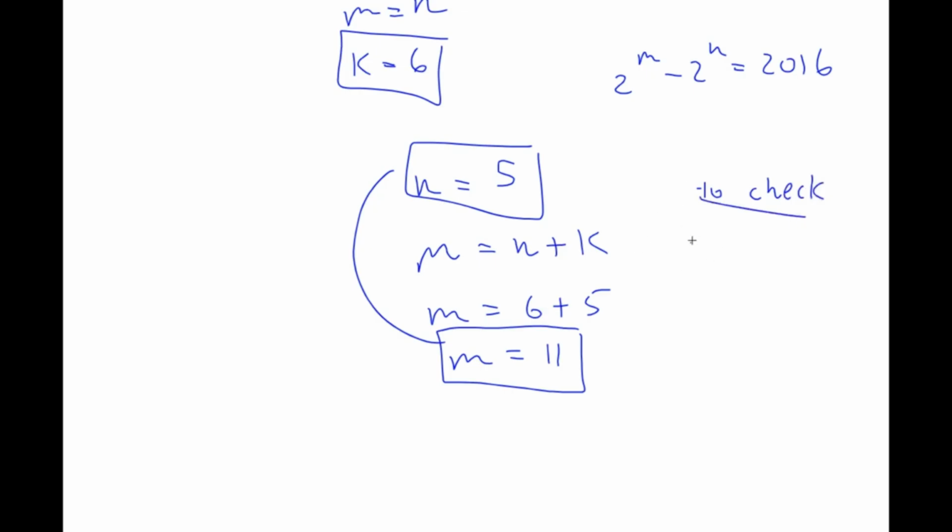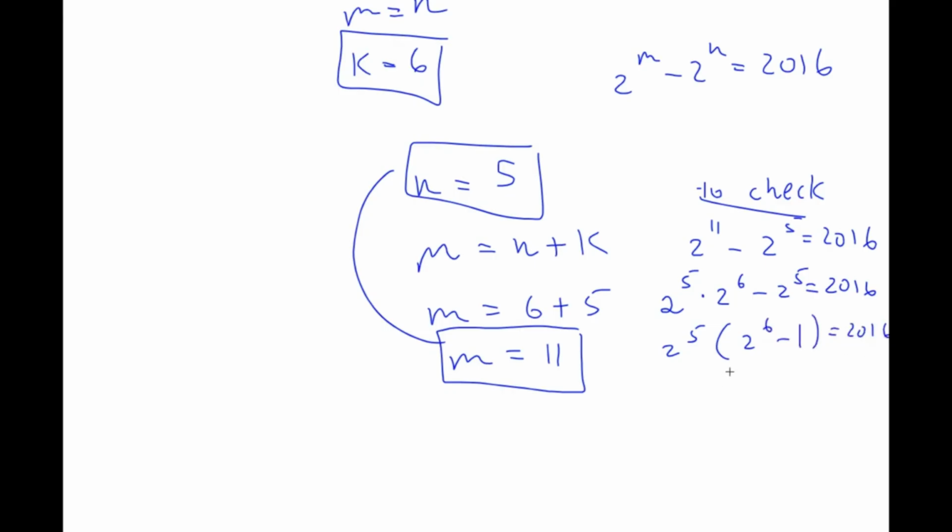So m is 11, so we have 2 to the power of 11 minus 2 to the power of n, which is 5, is equal to 2016. Now, 2 to the power of 11, I'm going to go ahead and rewrite that as 2 to the power of 5 times 2 to the power of 6. So now I have this minus 2 to the power of 5, which is 2016. Now if I factor out 2 to the power of 5, I get 2 to the power of 5 times 2 to the power of 6 minus 1, equals 2016.